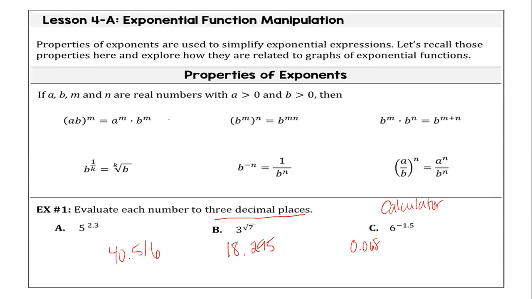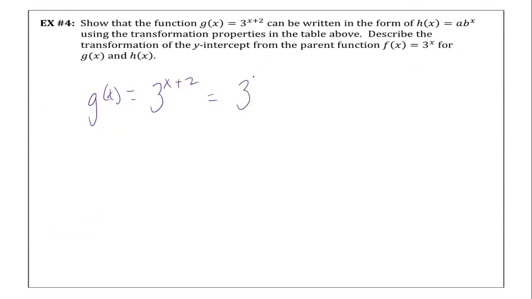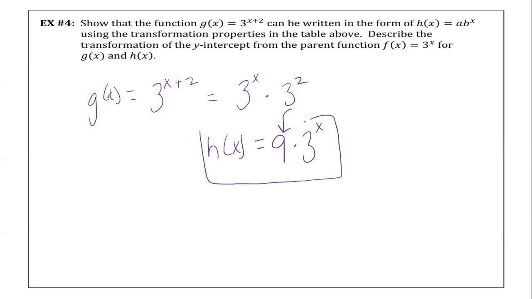Let's go back and look at it. If I'm adding the exponents, they came from numbers with the same base. So I can split this. This can become 3 to the x times 3 to the 2. So can I rewrite this as an h of x in the form of a times b to the x? Yes, because 3 to the 2 is my a, and 3 squared is 9. And then I still have 3 to the x. So this is the exponential form of that function, without transformation. This is just 9 times 3 to the x, using our exponential rules.